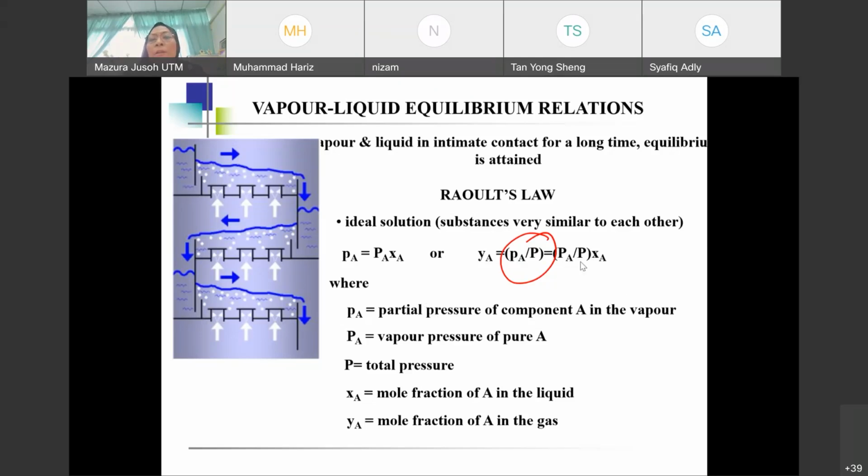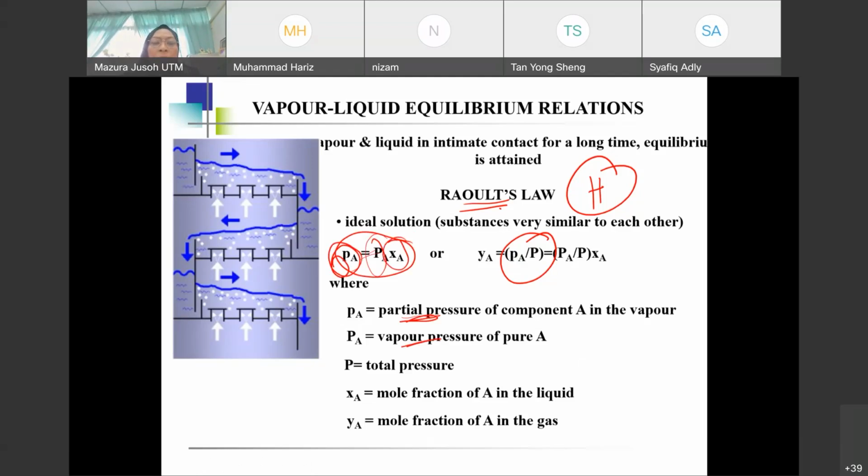So for Henry's law, you have Henry's constant. Okay, so for Raoult's law, you don't have a Raoult's law constant, but you will see that Raoult's law is actually a relationship between the vapor pressure and the partial pressure. Okay, so the partial pressure is actually equal to the vapor pressure of A times XA.